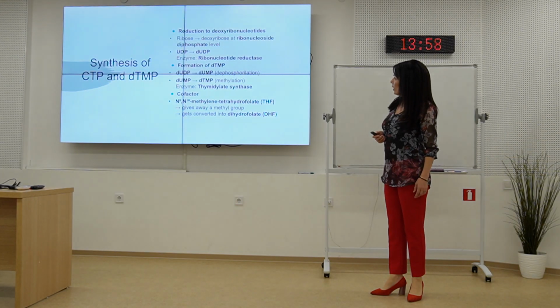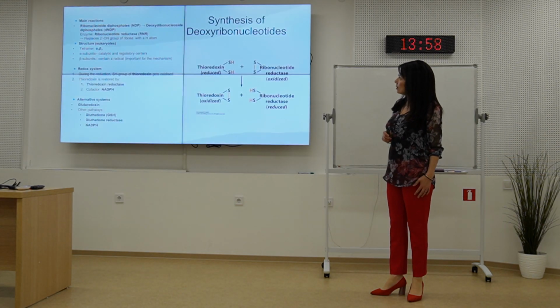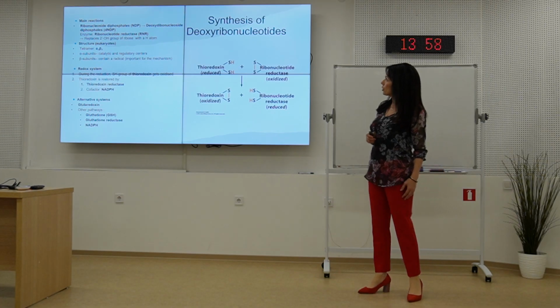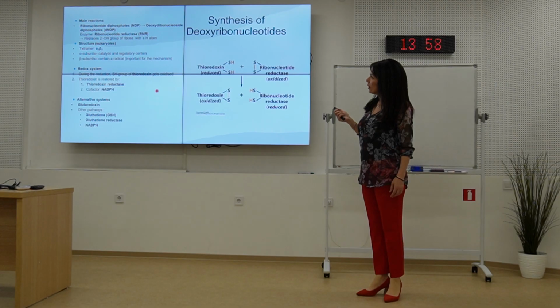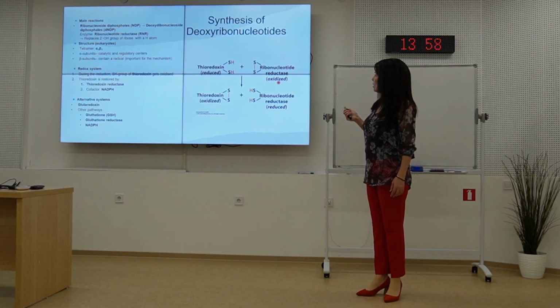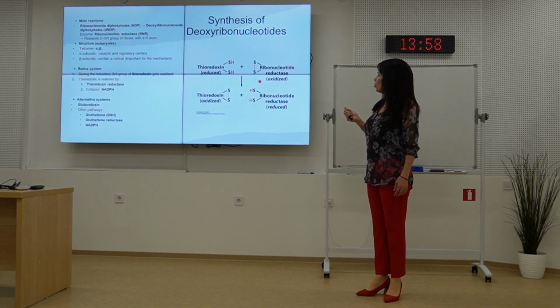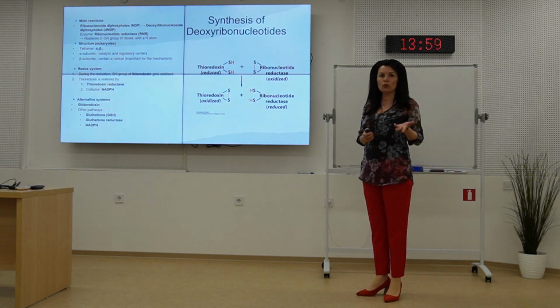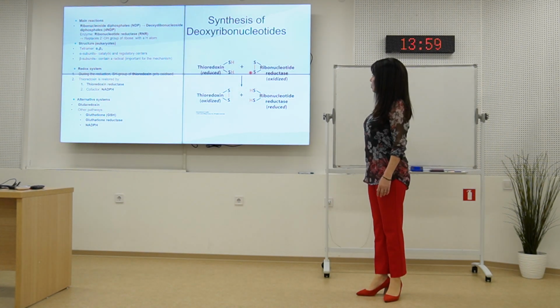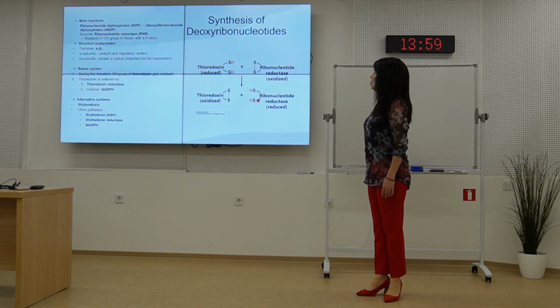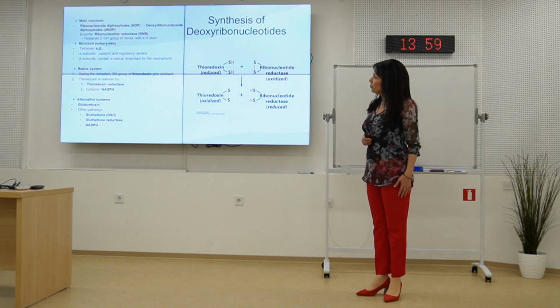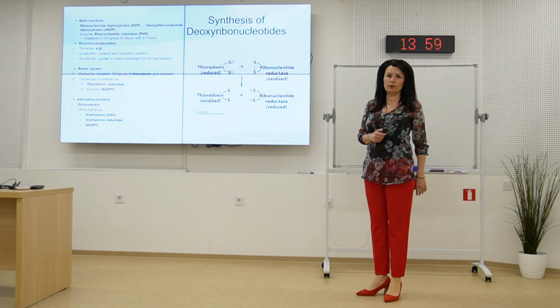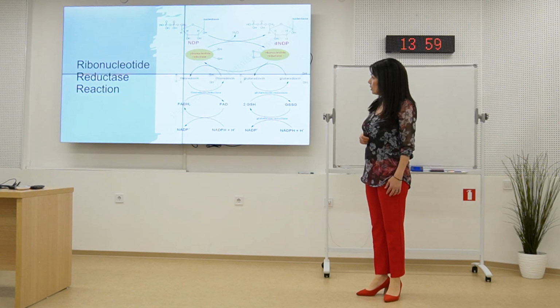These are the explanations, and let's see the ribonucleotide reductase reaction. This reaction requires the ribonucleotide reductase enzyme, which exists in two forms. The first form is the oxidized form with a disulfide bond, and the second form is the reduced form with two SH groups. They actually exist as a redox system, this enzyme, ribonucleotide reductase.